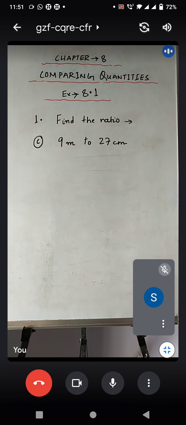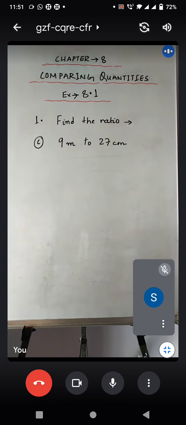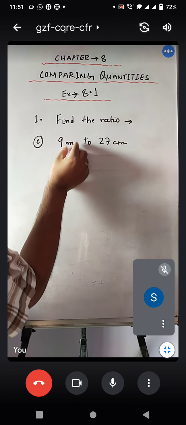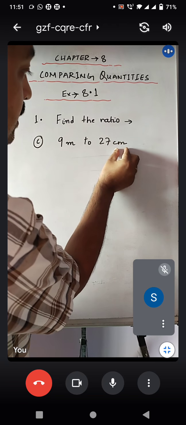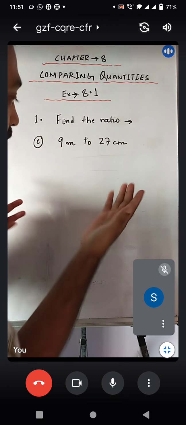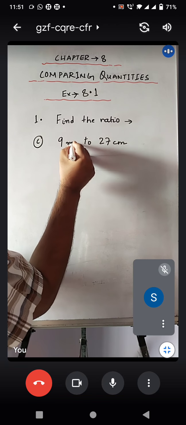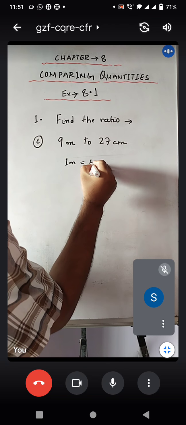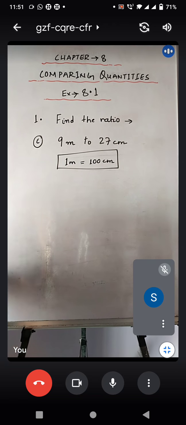Now here is question number C. In question number C we have 9 meter to 27 centimeter. Again we see that the two terms are not having the same unit. The first term is having meter unit and the second term is having centimeter unit. So which is a bigger unit? Obviously meter. So we have to change the meter form to a centimeter form. So we know that 1 meter equals 100 centimeter. So these are very important information.